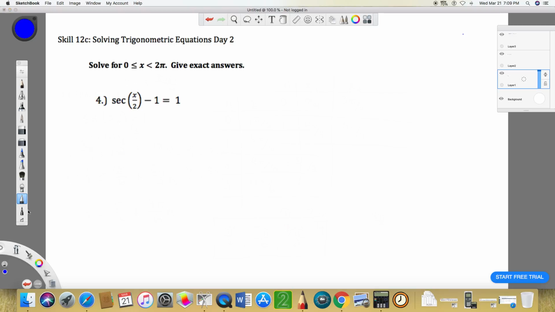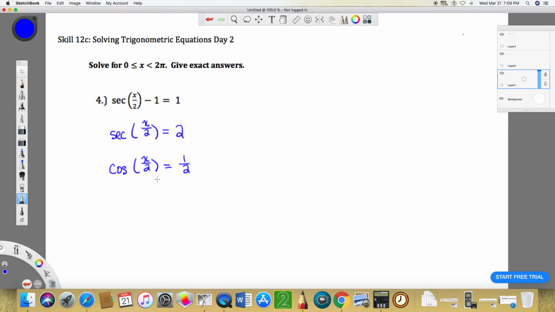Let's add 1 to each side. So we have the secant of this angle, x over 2, is equal to 2. I know that secant and cosine are reciprocals of each other. So if I change the secant to a cosine, then I need to take the reciprocal of the right-hand side, and the reciprocal of 2 is 1/2.